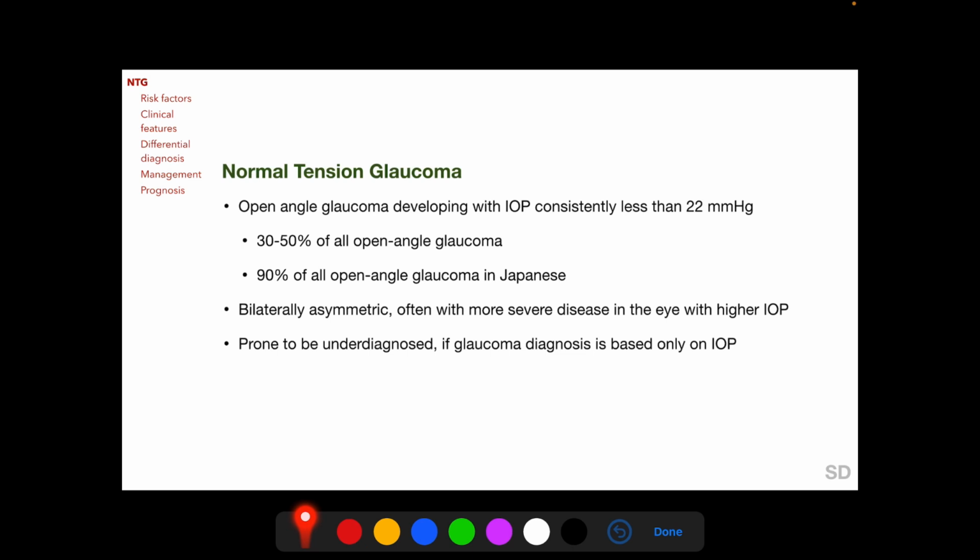22 millimeters of mercury. Like primary open-angle glaucoma, normal tension glaucoma is usually bilateral but asymmetric, often with more severe disease in the eye with higher intraocular pressure. And normal tension glaucoma is prone to be missed if glaucoma diagnosis is based only on intraocular pressure measurement, and this is very important to understand and remember.